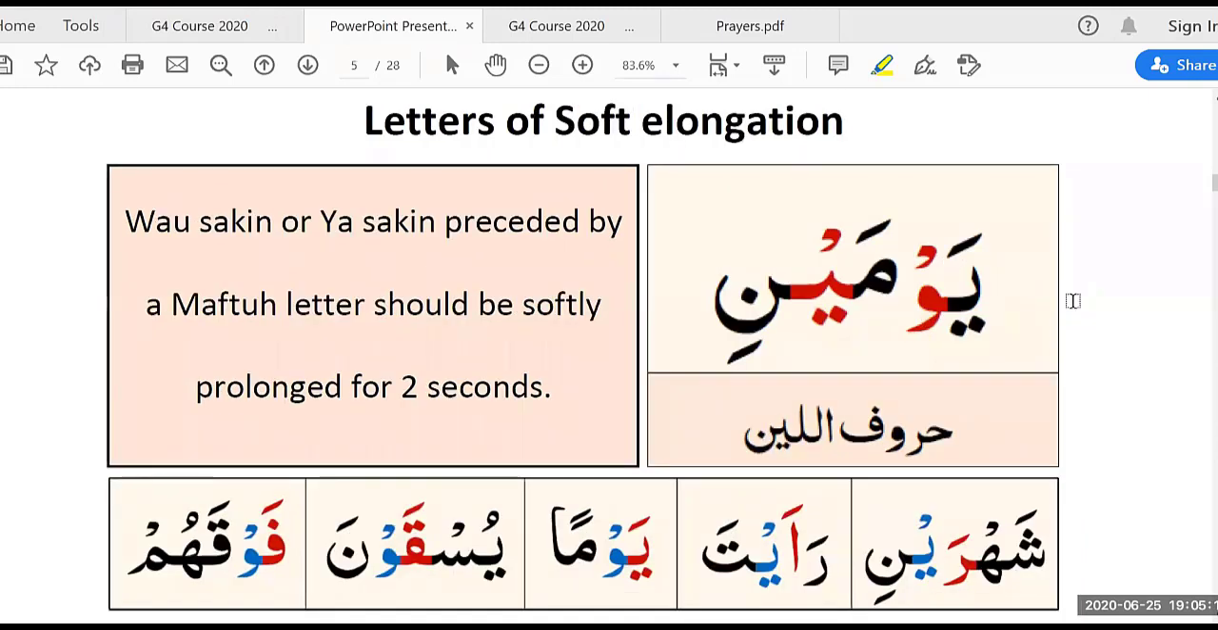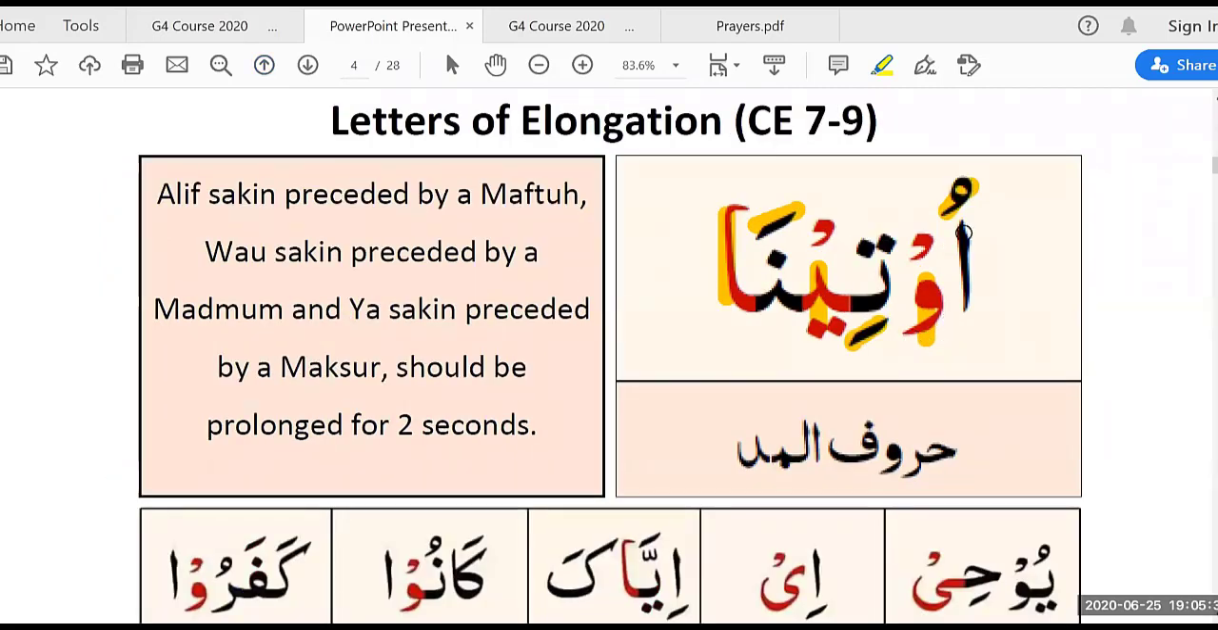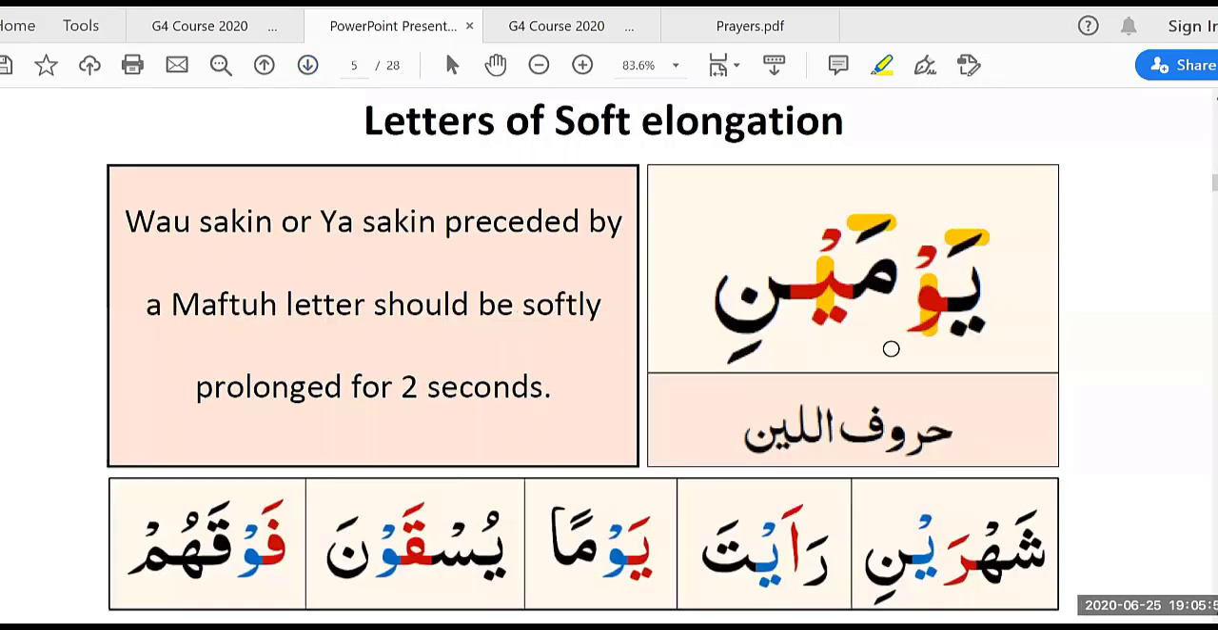So after that, we did letters of soft elongation. This is a little different from letters of elongation because in this one, we only have Waw and Ya, and the preceding letter will always carry a fatha, unlike letters of elongation. In letters of elongation, the previous letter carries a different stroke depending on which huruf al-mad we have. For Waw, we specifically have a dhamma on the previous letter. For Ya, we have a kasra. For Alif, we have fatha. But for letters of soft elongation, huruf al-leen, we will always have a fatha on the previous letter.